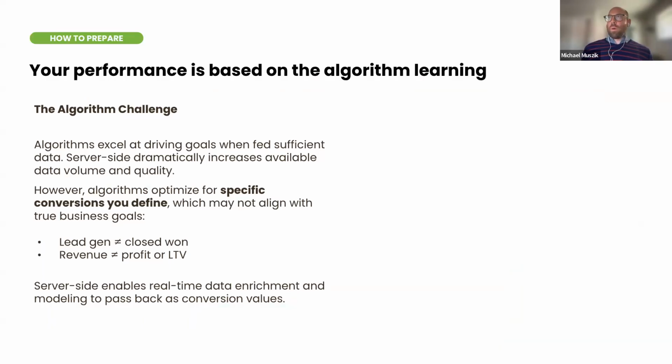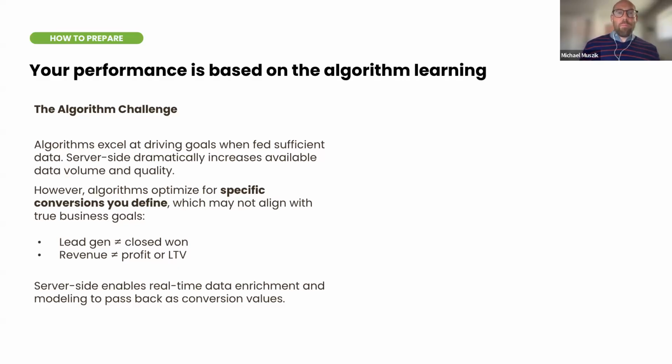And so at this point, performance marketing is essentially algorithm management. Your results are directly tied to what the algorithm sees and what it's trained to optimize for. So your algorithm is only as intelligent as the data that you feed it. But here's where I feel a lot of practitioners run into a little bit of trouble: algorithms are incredibly good at achieving the goal you give them if you give them enough data.